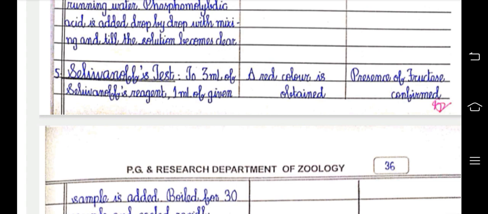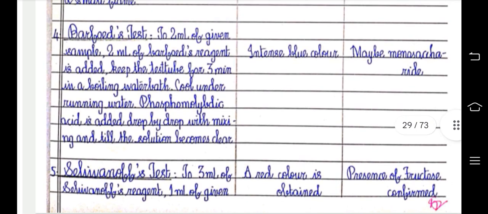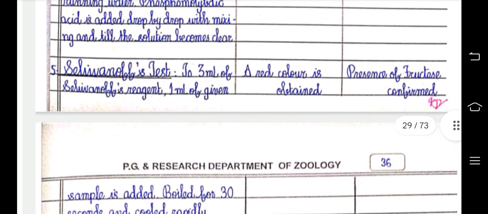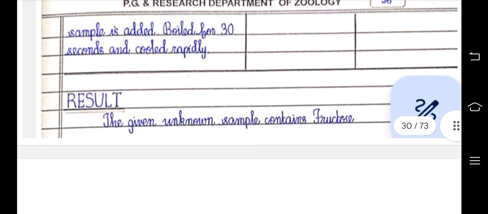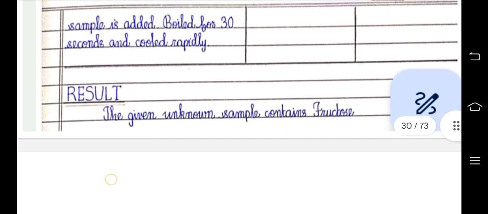Barfoed's test positive means maybe monosaccharide. Selevanov's test positive means fructose. Result: the given unknown sample contains fructose. Never forget to write that down.